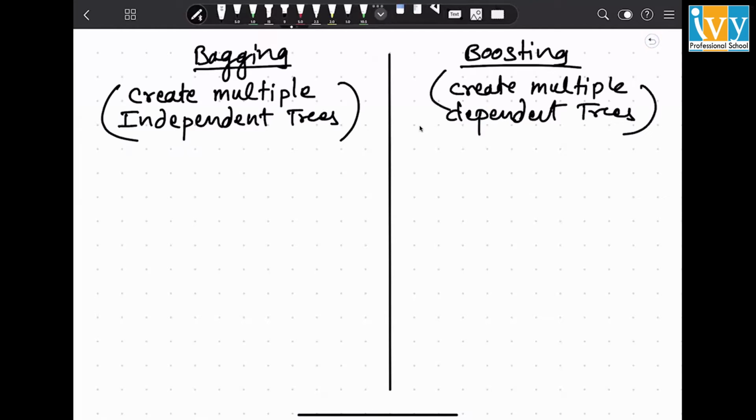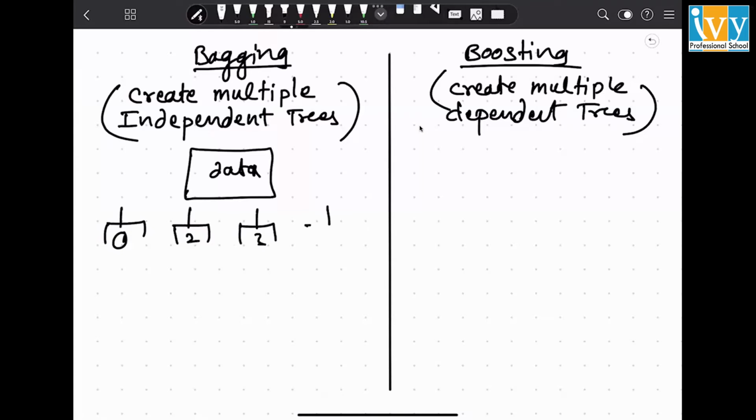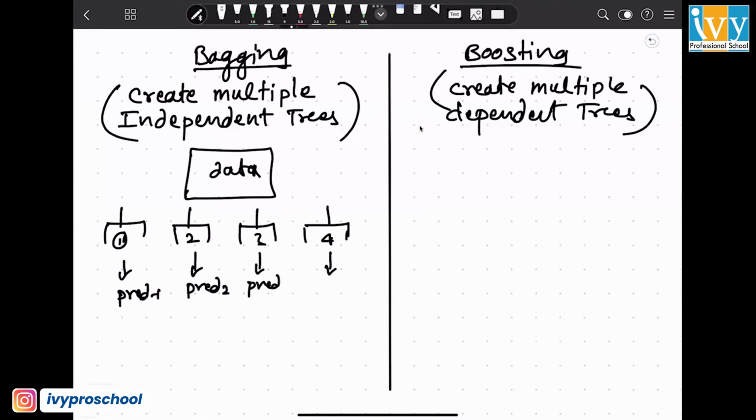So dependent trees means what? Here, if you visualize it, you take the data, you take the samples, and then you create decision tree number 1, decision tree number 2, decision tree number 3, decision tree number 4. They all are independent of each other. They generate predictions independently. Prediction 2, prediction 3, prediction 4. These predictions are all independent. Decision tree 1 does not know what decision tree 2 is doing. Decision tree 2 does not know what decision tree 3 is doing.